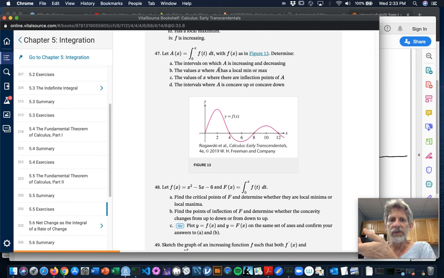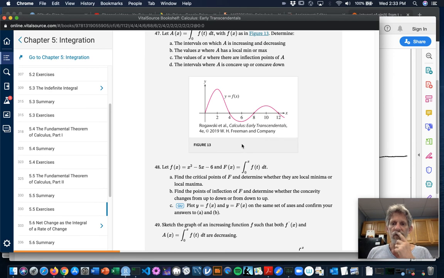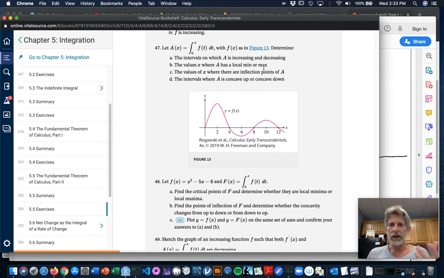How about part B, the values of x where A has a local min? Okay, for a local min, your function needs to be decreasing and then increasing. So the derivative needs to be negative and then positive. There's going to be a local min at 8 because the derivative switches from negative to positive there. How about a local max? Are there places where there's a local max? That would be where the derivative switches from positive to negative. There's going to be a local max at 4. I guess there's also going to be a local max at 12.